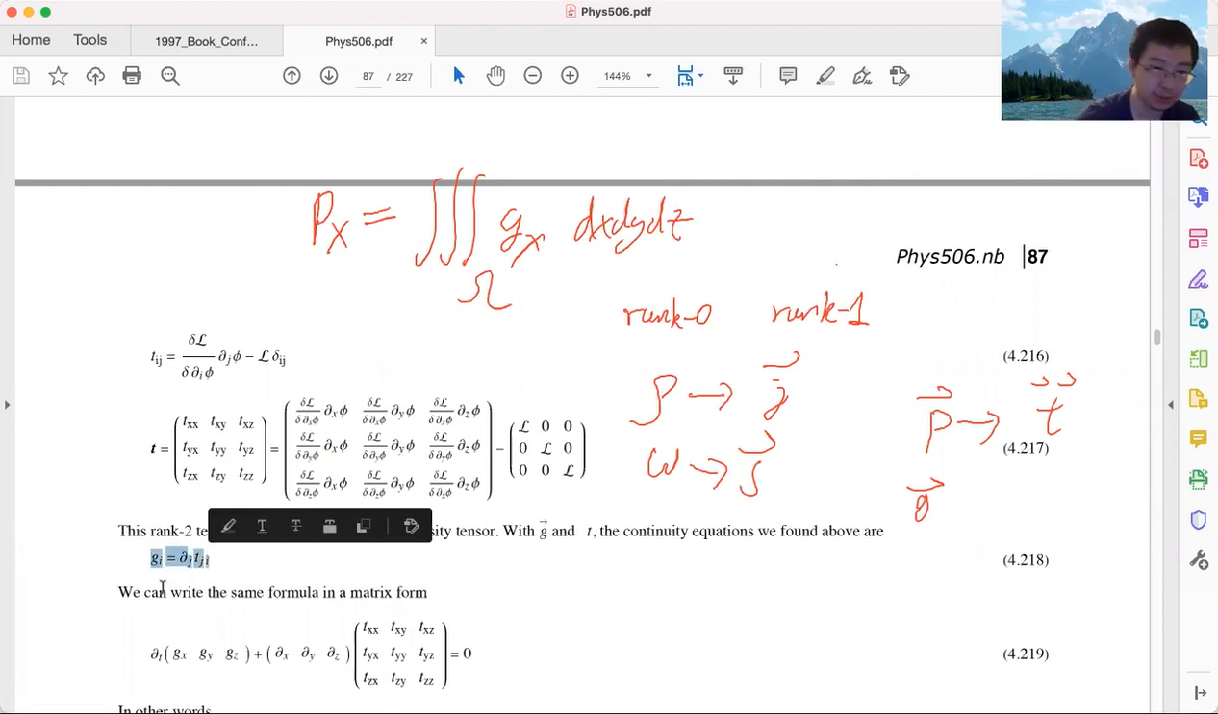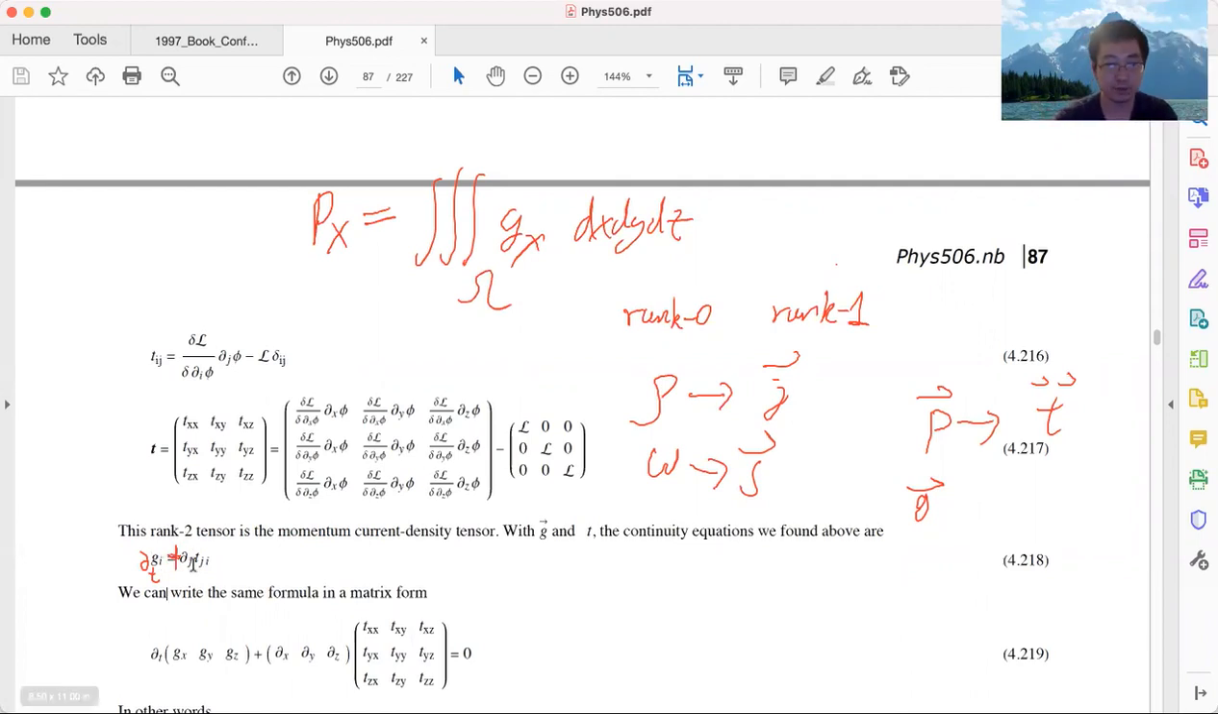Oh, sorry, there is a typo here. This should be partial t G. I missed the partial t. I will add this before I post the lecture notes. Time derivative of the momentum density plus the spatial gradient of T_ji, and this derivative is along the same direction as the first index of T, equals 0. Okay, so this is my continuity equation.